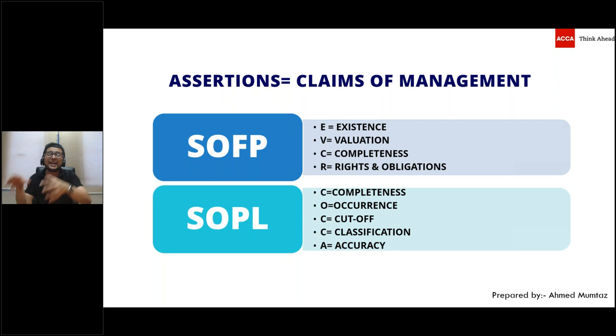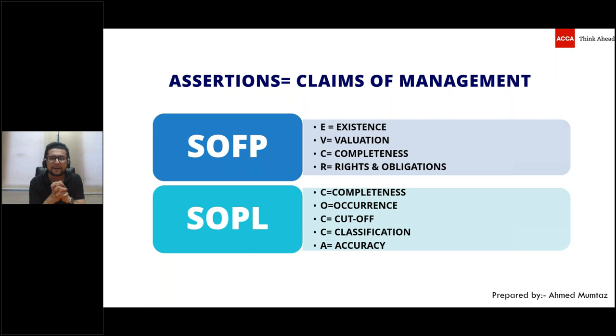So let's say I am the management. If I've recognized four properties or four plants, I am going to claim that yes, all those four properties, yes, all those four plants, they do exist. So this is what we mean by existence.